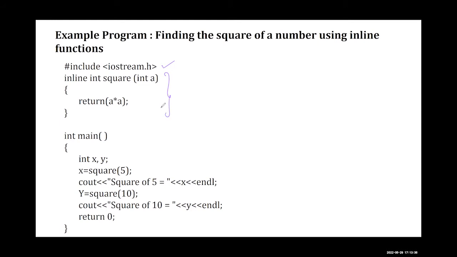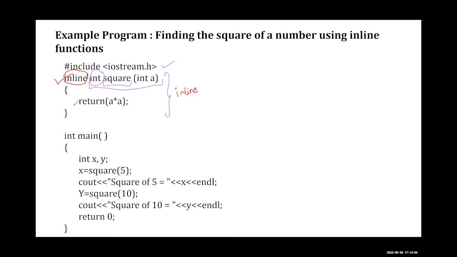Now look here. Usually this is the way we declare a function. We will have a return type and then the name of the function and then the parameters. But you can see there is something different here. There is a keyword called inline. Now this is where it makes all the difference. Whenever we are using the inline keyword, this function becomes an inline function. Now the compiler recognizes this as an inline function.